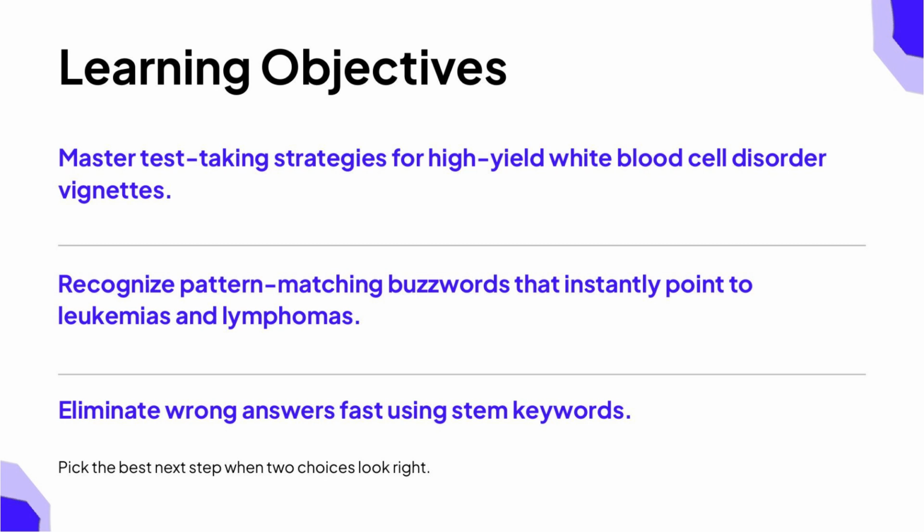Here is what you will walk away with. First, the test-taking strategies that separate good scores from great scores on white blood cell questions. Second, the buzzwords that let you pattern match to a diagnosis before you even finish reading the stem. Third, a method for eliminating wrong answers fast, because on a timed exam, that is how you bank minutes for the tough questions. And fourth, how to pick the best next step when two choices look right, which is where most students lose points. Pair this video with First Aid, Pathoma, and your UWorld question bank for maximum retention.